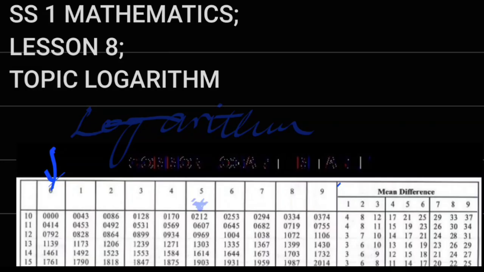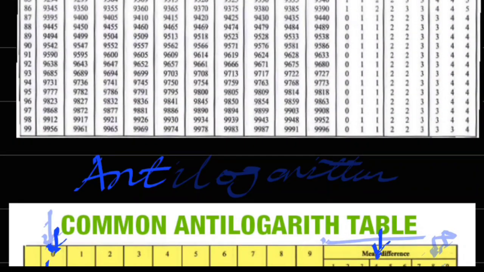So we are moving forward. We are going to see today's subtopic. But don't forget, we have our tables here. The white table we have here is our logarithm table. If you scroll down, you will see another table here, which is the anti-logarithm table. We're still going to use these tables today.